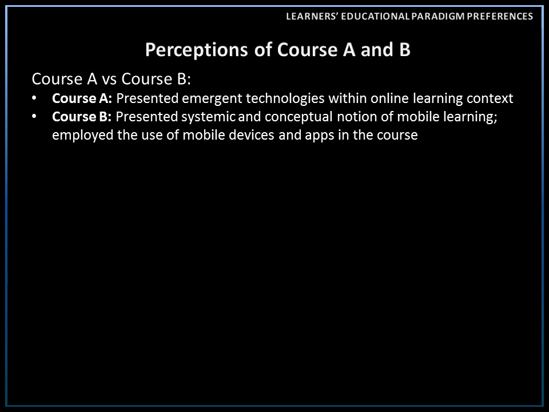Course A presented emergent technologies within online learning contexts. Course B presented a systematic and conceptual notion of mobile learning, and employed the use of mobile devices and apps in the course.